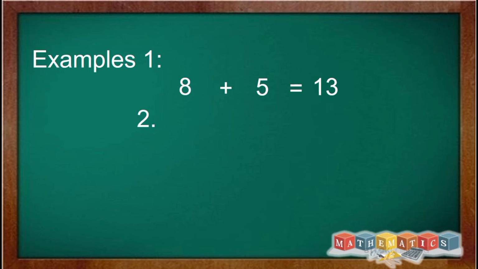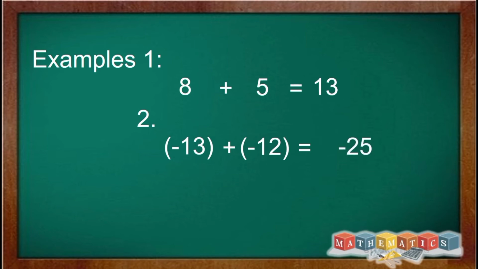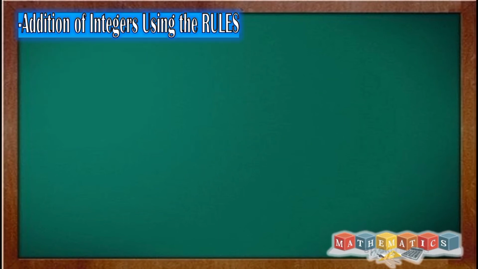Another example. Add negative 13 and negative 12. What is the sum? That's great. As you can see, 13 is negative and 12 is also negative. They have like signs. So, add 13 and 12, then copy the common negative sign. Therefore, the sum of the two integers is negative 25. Did you get it? That is all for like signs.